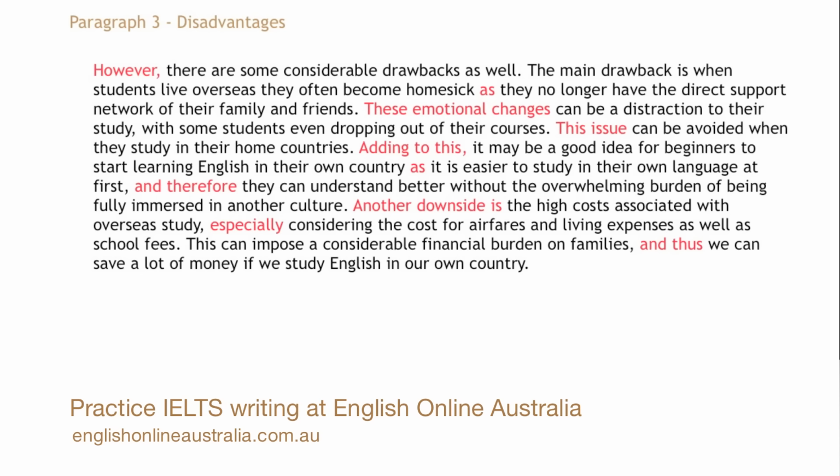We've also used a wide range of ways to talk about disadvantages: drawbacks, distraction, overwhelming burden, downside, and considerable financial burden. So again, we've used a good range of ways to talk about disadvantages. And as a result, we have a very well constructed paragraph using a range of complex sentences and linking devices.